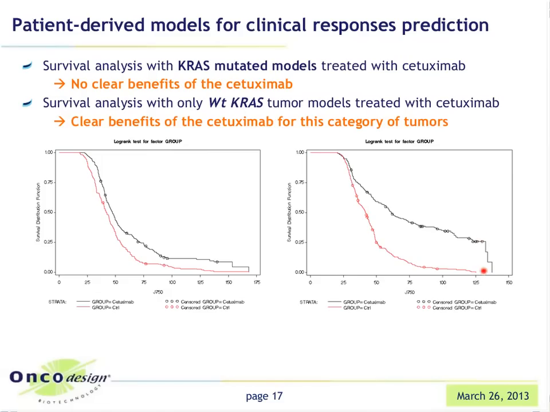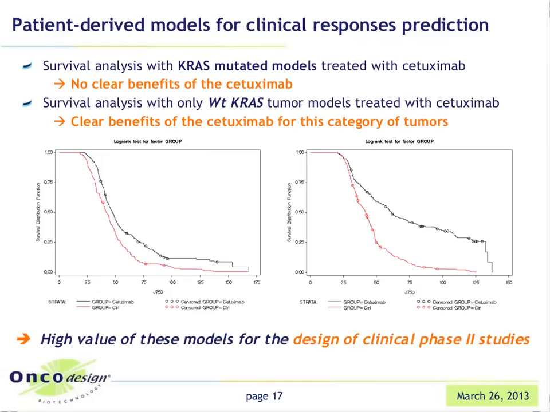So again, we can run this. Here we took all the 53 models that we have done. We tested Cetuximab in all models, and clearly we reproduced the data that has been shown in clinic. So we really think that we have a high value of this model for the design of clinical phase 2 studies.